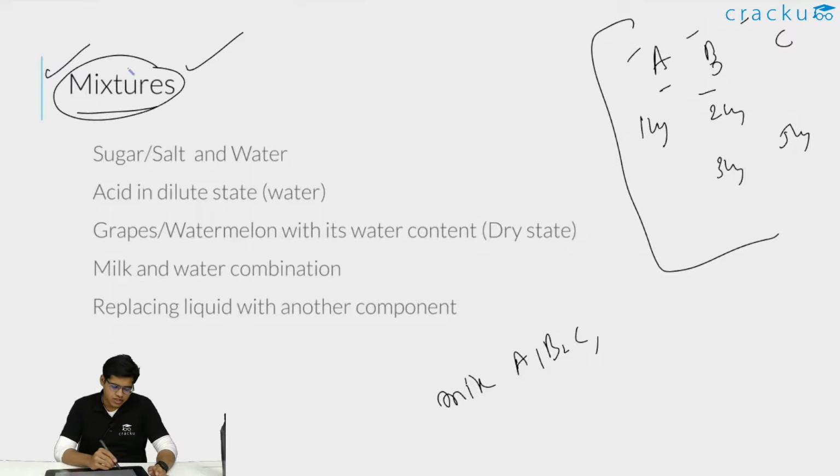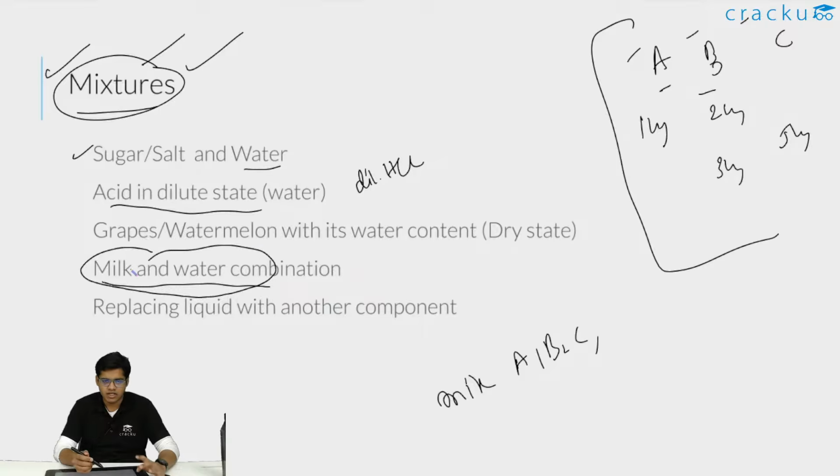Now real life example, you can see sugar, salt, and water, right? We make drinks in our home, in water we add salt or sugar, then we stir the solution and then we drink, right? Then acid in dilute state, you must have read about dilute HCl, dilute H2SO4. So it is also a mixture, a mixture of acid plus water. Milk and water combination, these questions are asked a lot in the exam, that say 10 liters of milk is there, 5 liters of water is added. Now what will happen, like that, right?